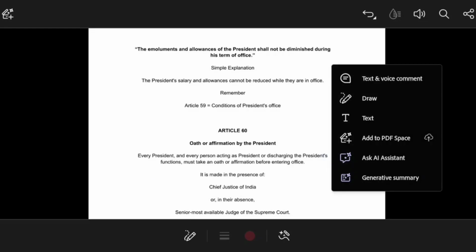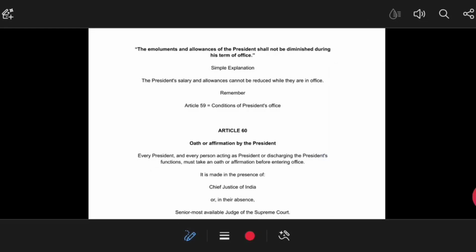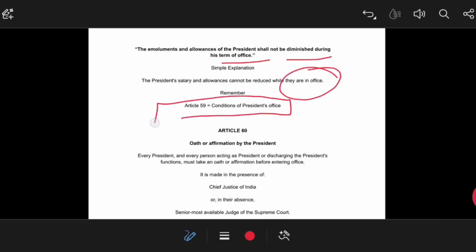Clause 4 says that emoluments and allowances of the president shall not be diminished during his term of office. So the president's salary and allowances can't be reduced while they are in office. So Article 59 is about conditions of the president's office, and today's last article is the oath or affirmation of the president.